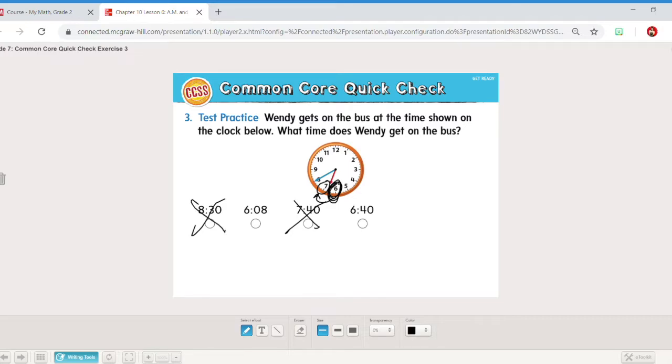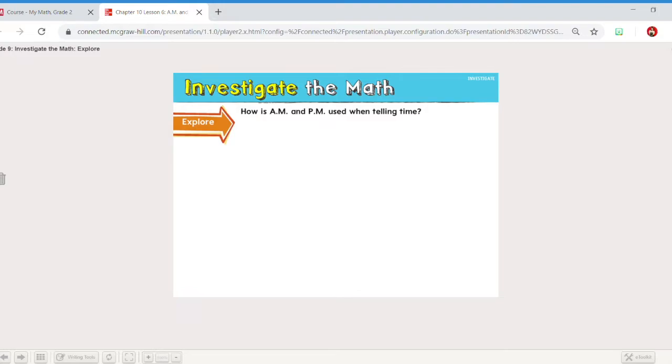Now we count the minutes. Looks like our long hand is here on the 8. I see they have an option that's 6:08, trying to trick you because the hand's there. But let's count by 5s. 5, 10, 15, 20, 25, 30, 35, 40, which means we are at 6:40.